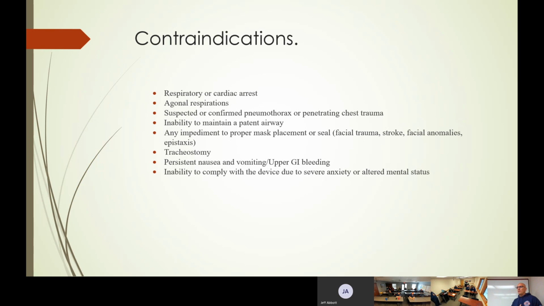Inability to maintain a patent airway. Again, if they're unconscious, bobblehead, they can't do it, then they're not going to be a good candidate for this. Tracheostomy. You're going to look really dumb if you CPAP somebody with a hole in their throat and a stoma, because it's just going to come right back out. It's never going to do what you need it to do.